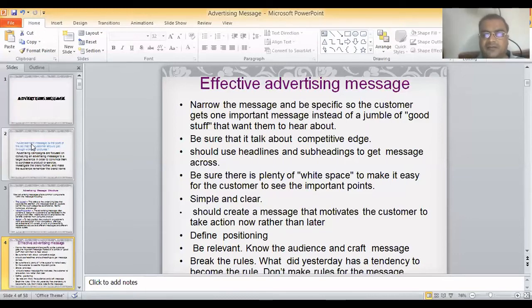And when you are specific, that also saves your time and money, and you are able to hit the nail on its head and make an effect on the customer. Then second, you always have to talk about the competitive edge of the product over the competition.